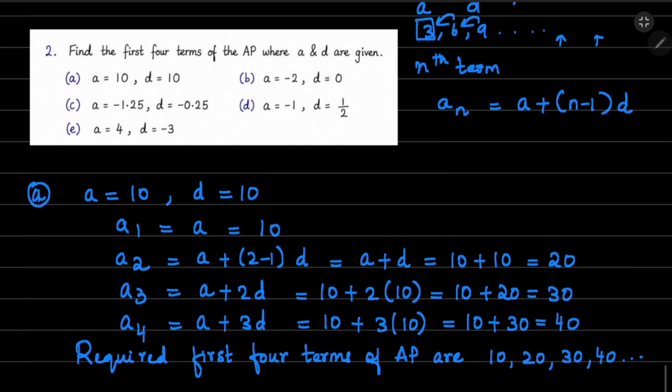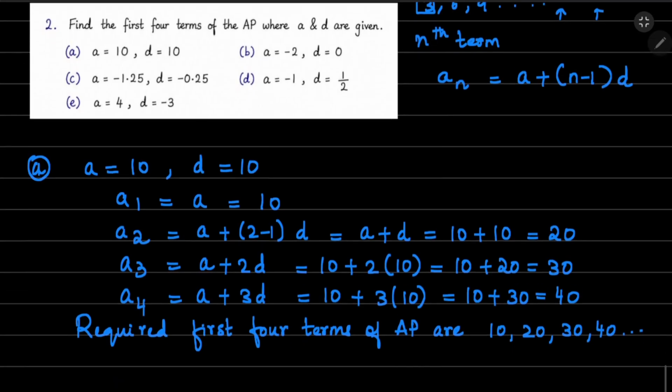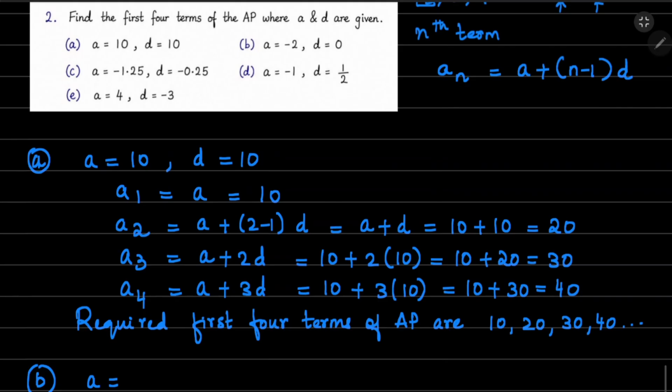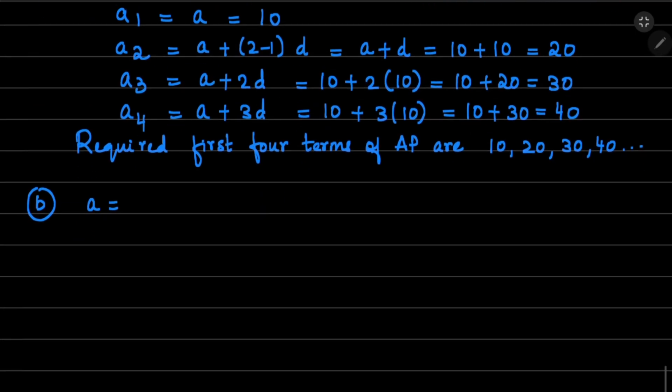So the same way you have to do all the other questions. Let me do the B part also. So B: what is A? A is minus 2, D is 0. A is equal to minus 2, D equal to 0.